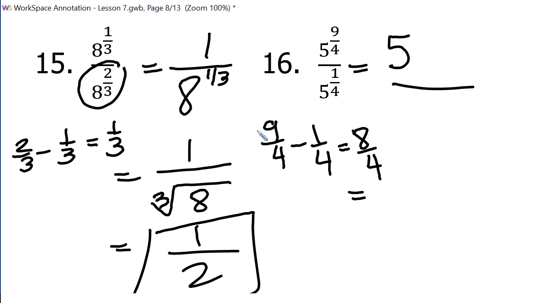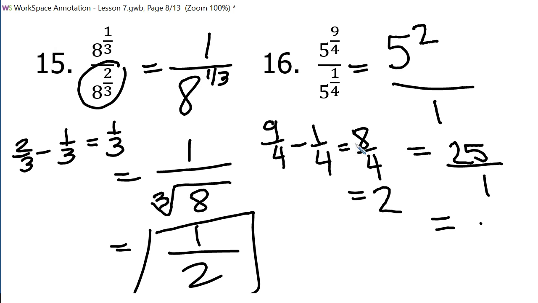And what does 8/4 equal? 8 divided by 4 is 2. So this is actually 5 squared up top. And what do I put on the bottom? A 1. Well, what is 5 squared? So this is 25 over 1. And what's 25 divided by 1? 25. So now my answer is just one number, 25. So if you don't have one number only, keep going. You're not finished.